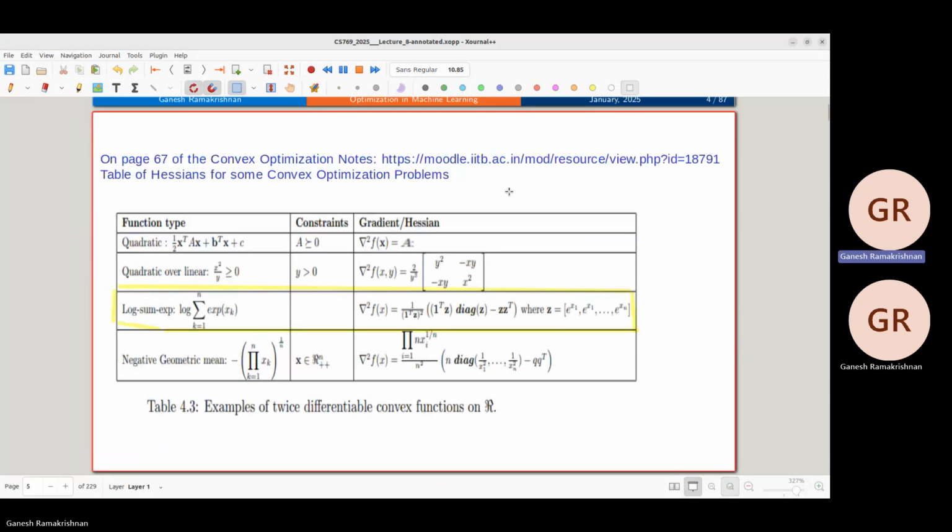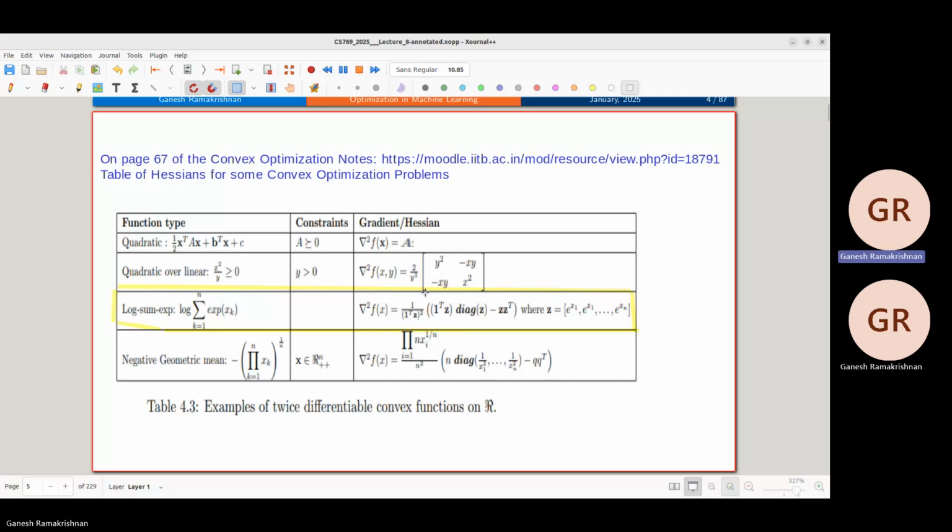Okay. Just for your information, I have posted the notes. Somebody was asking, are there notes for convex optimization? Yes, they're already posted. On page 67 of the convex optimization notes, you'll find a table of some convex optimization problems. What I've done specifically is write there what the gradient or Hessian looks like. I think it's important for you to derive it.